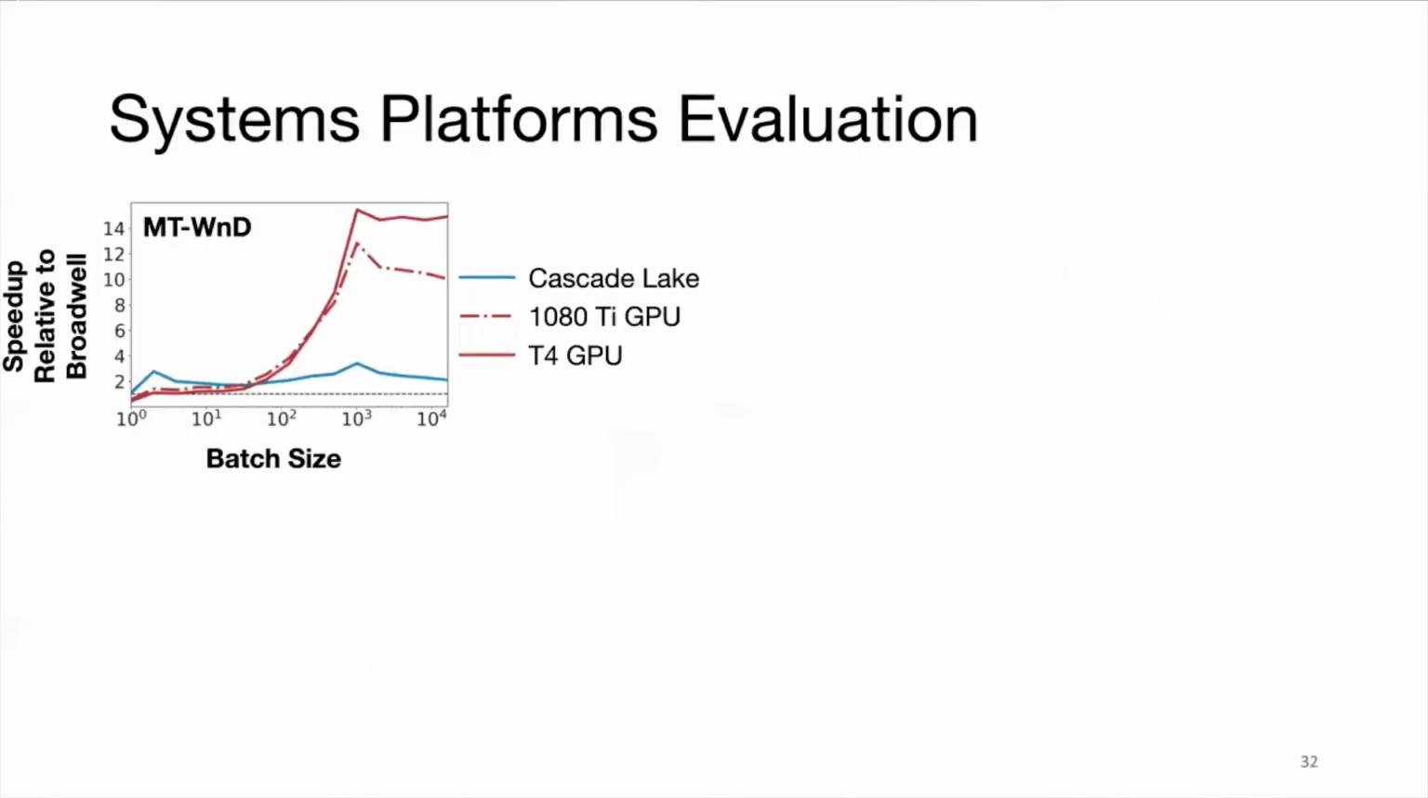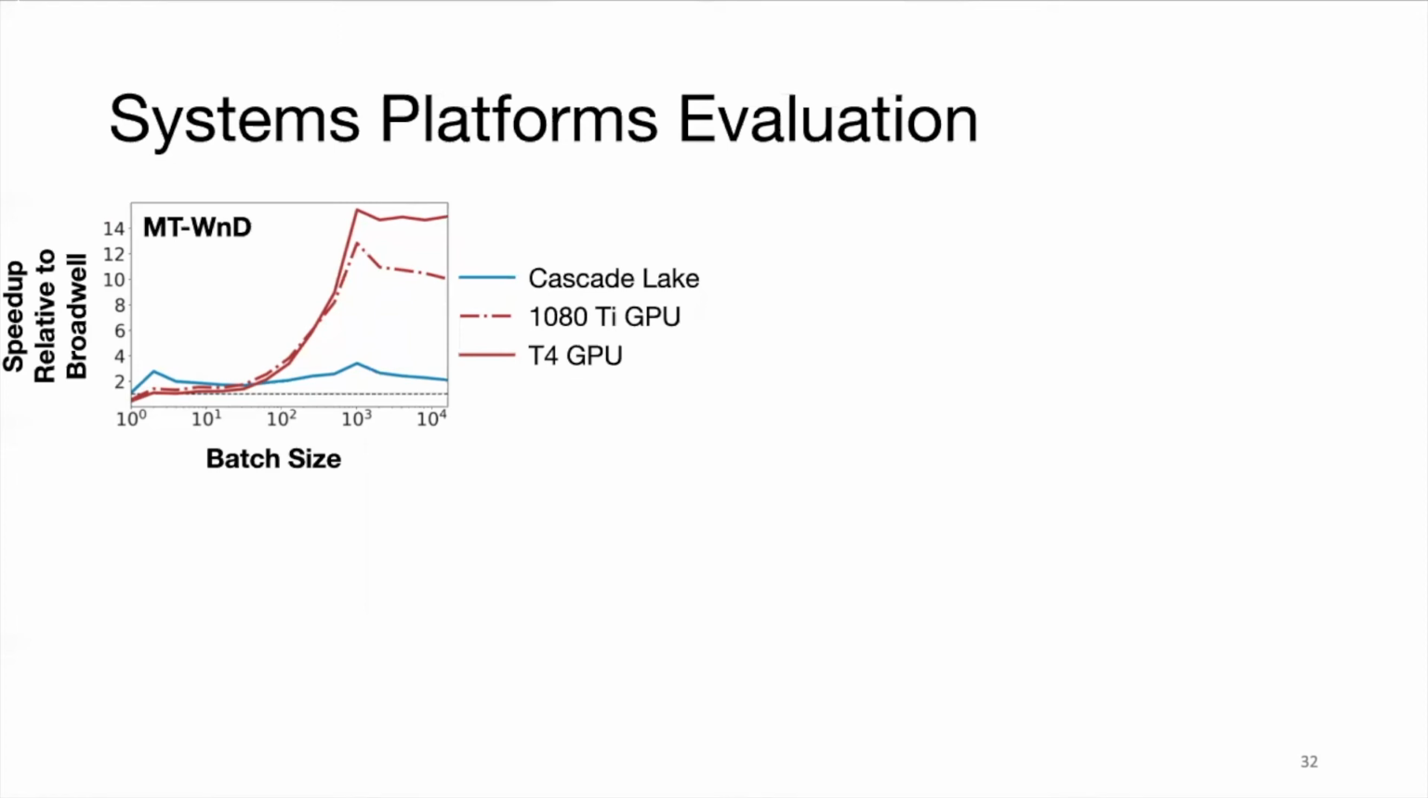Here's an example of the type of result in this section. For a specific recommendation model, multitask wide and deep, which is a recommendation model used by YouTube, we evaluated it on 4 different hardware platforms. There are 2 server-class Intel CPUs, Broadwell and Cascade Lake, and 2 NVIDIA GPUs, 1080 Ti and T4.